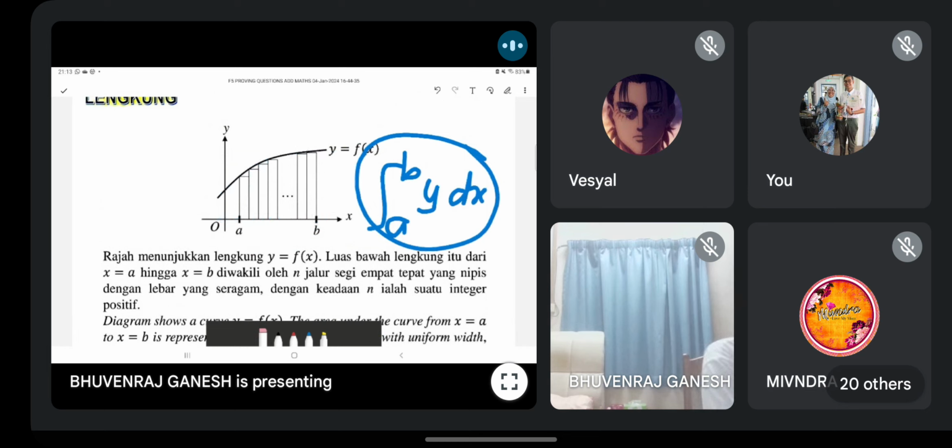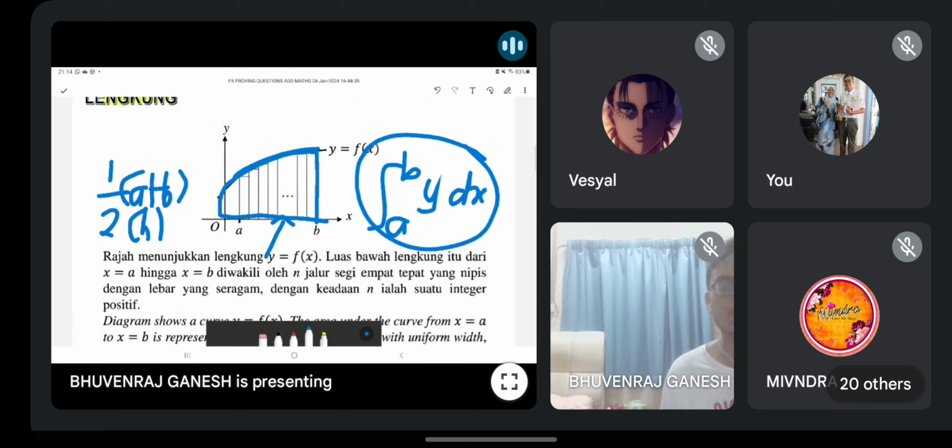So guys, if you see this shape as a whole, this whole shape over here, do we have a specific formula besides integration to count this kind of shape? Yes or no, guys? Can we count the area directly by a formula? Let's say like a trapezium, we have 1/2 (a + b)h. Do we have a formula for this kind of shape? Adakah kita ada rumus untuk bentuk macam ni? Yes or no?